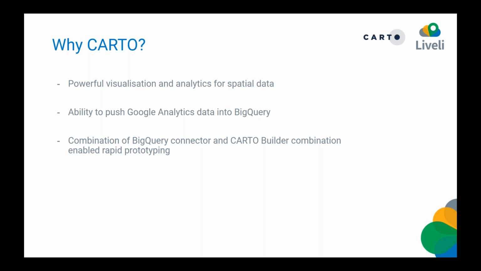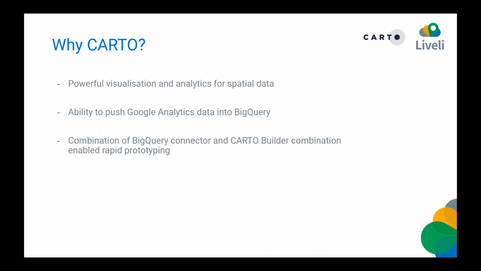The second one is looking at the ability to push the Google Analytics data into BigQuery. And we knew that there was a BigQuery connector into CARTO. So it meant that it was really easy for us to get the data from essentially Big Red Group and Data Runs Deep and get it into CARTO really quickly.